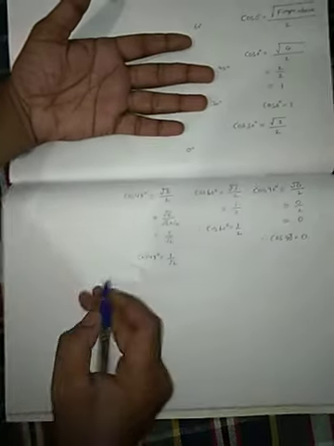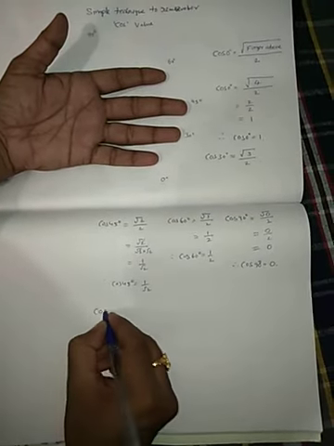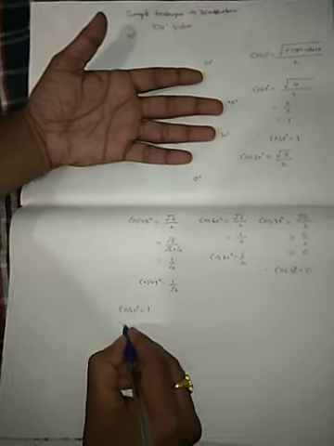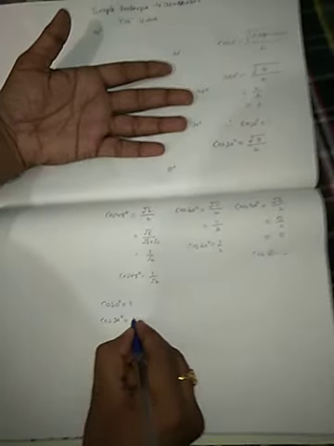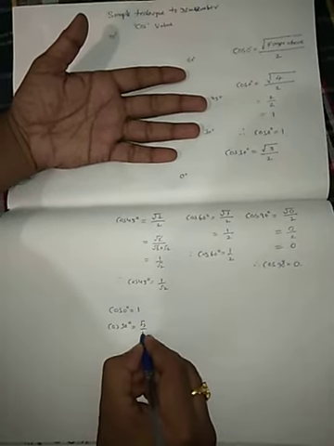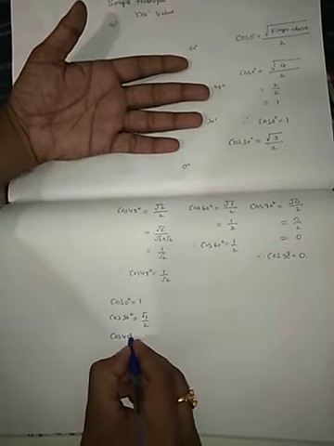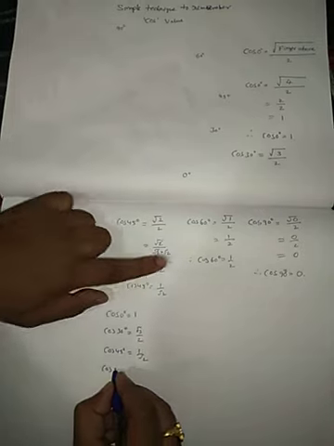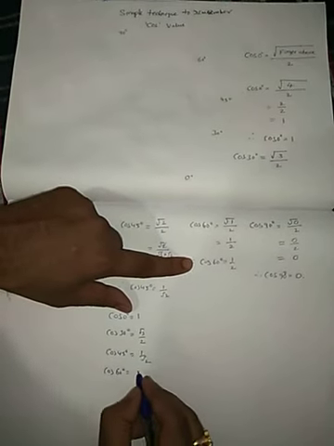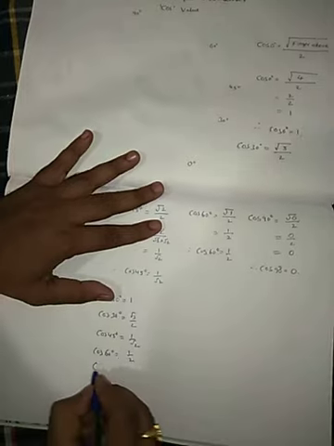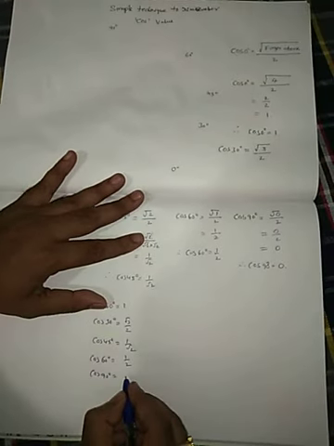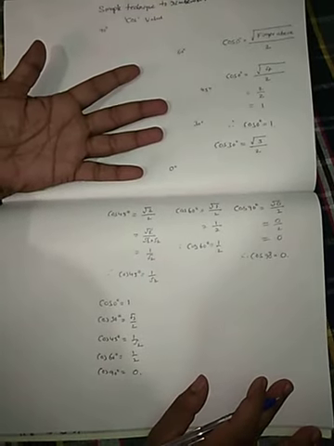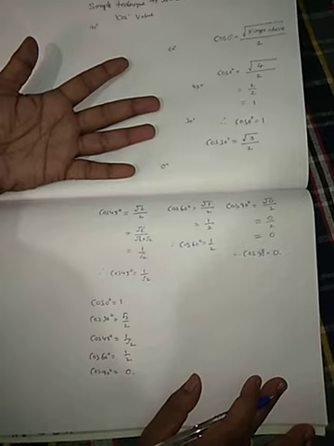Okay students, now write down all the values. Cos 0 degrees is equal to 1. Cos 30 degrees is equal to root 3 by 2. Cos 45 degrees is equal to how much? 1 by root 2. Cos 60 degrees is equal to 1 by 2. And finally cos 90 degrees is equal to 0. In this way we have to remember the sine and cos values easily.